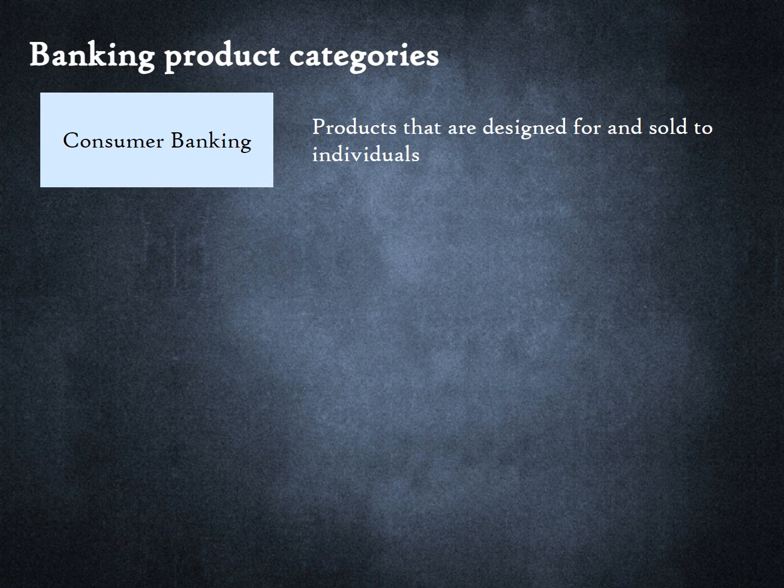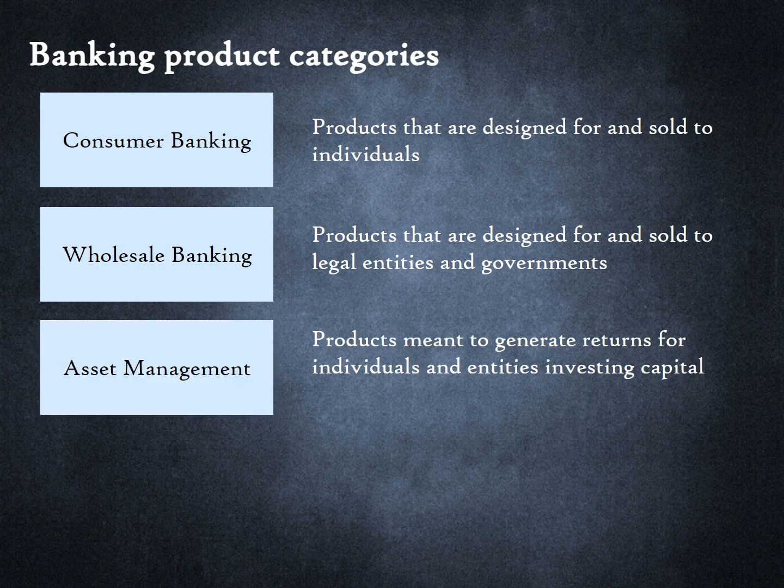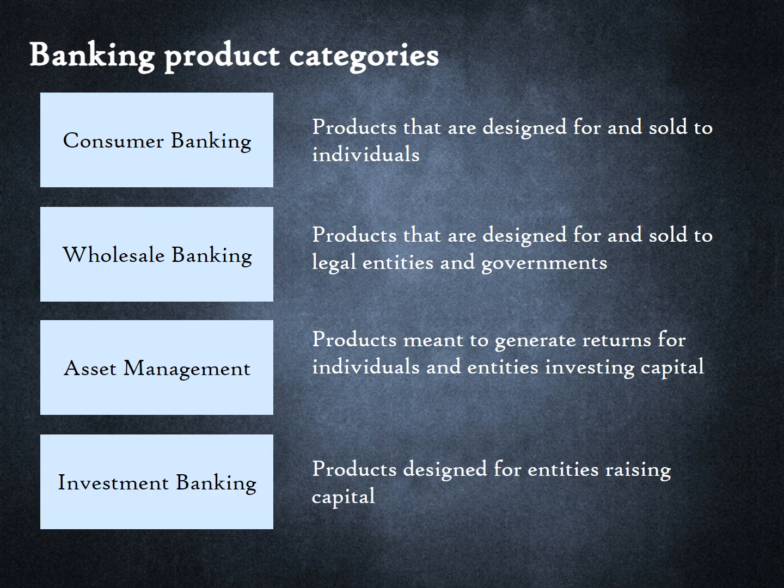Consumer banking products are financial products designed for and sold to consumers. Wholesale banking products are designed for legal entities like businesses as well as governments. Asset management products enable individuals and businesses to invest their surplus funds for generating returns. While asset management products are geared towards savers, investment banking products are geared towards those who need capital. Thus, asset management and investment banking products relate to capital markets from antipodal perspectives.